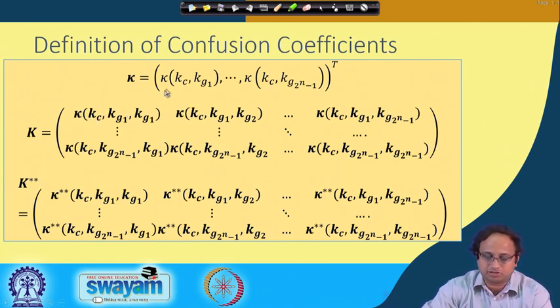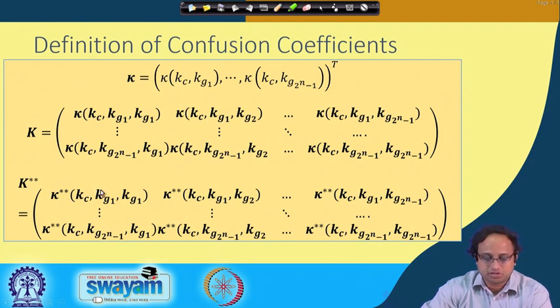One definition of kappa has 2 parameters, and another one has 3 parameters. Note how the matrix has been defined. You have KC as the first argument in all of them. The second argument varies depending upon the row and the column positions. So you have KG1, KG1, then KG1, KG2, until KG1, KG2 to the power of n minus 1, and in the last row it is KG2 to the power of n minus 1, KG1 and so on. For K star star you have another definition of kappa, which is kappa star star.